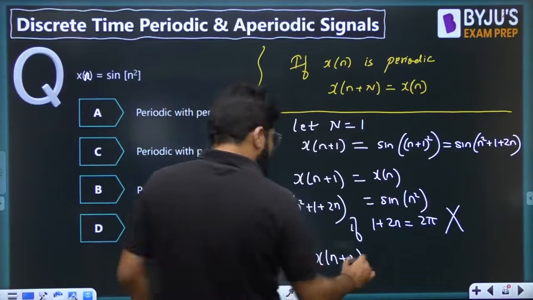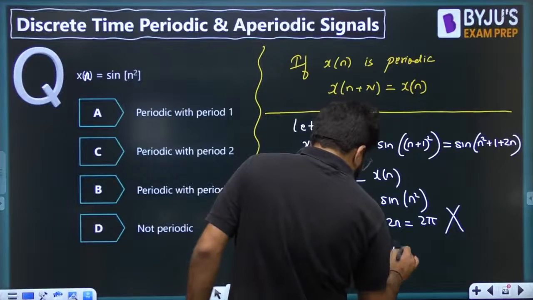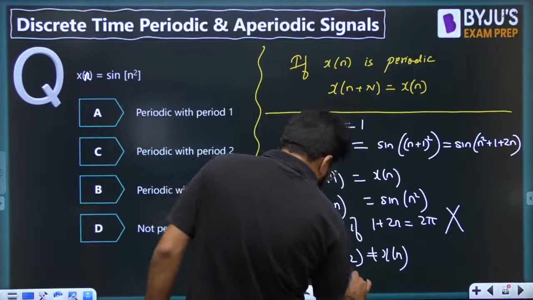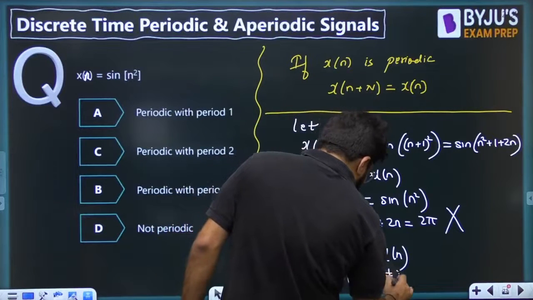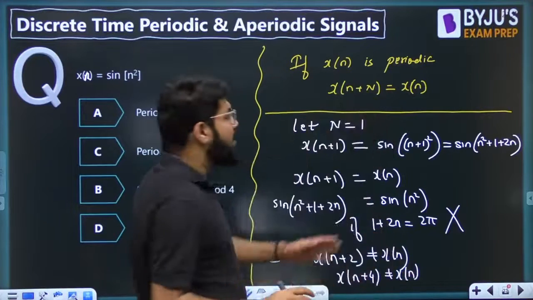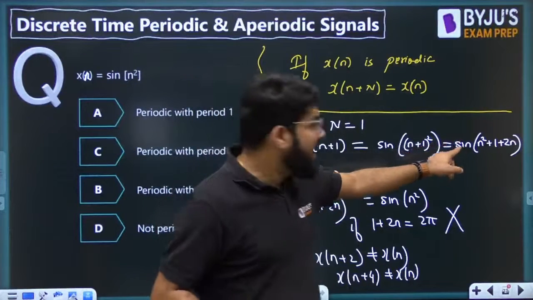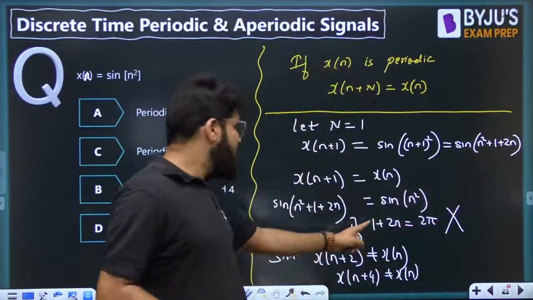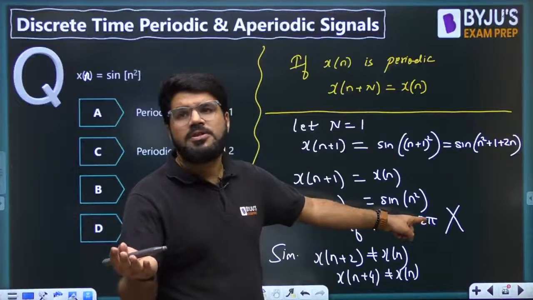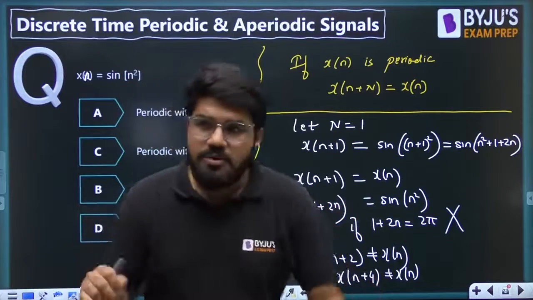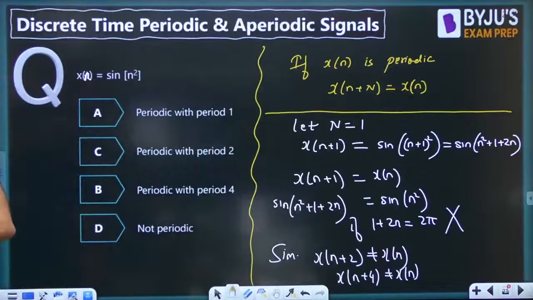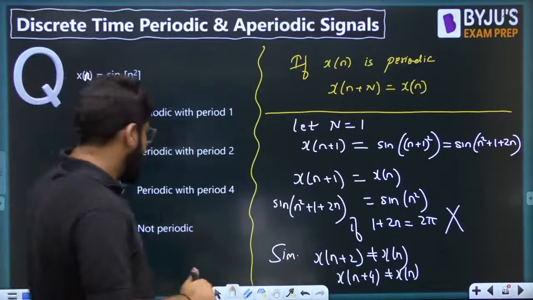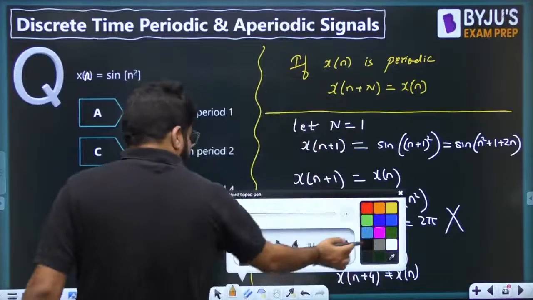What is the next period given? 2. Okay. It will not be equal to x of n. x of n plus 4 will not be equal to x of n. Why? The logic will be the same. What will be n plus 2 whole square? N square plus 4 plus 4n. Can 4 plus 4n be equal to 2 pi? Not possible. So this is not correct. So this is not periodic.